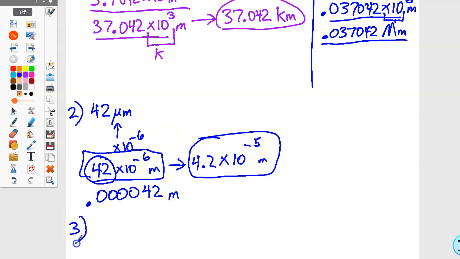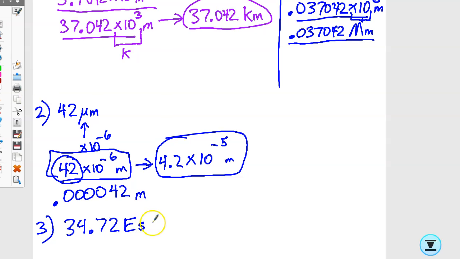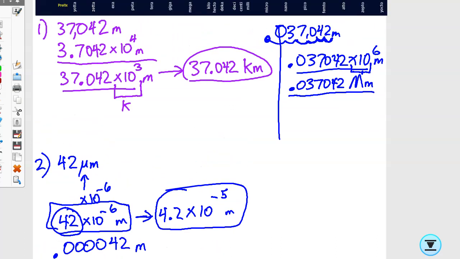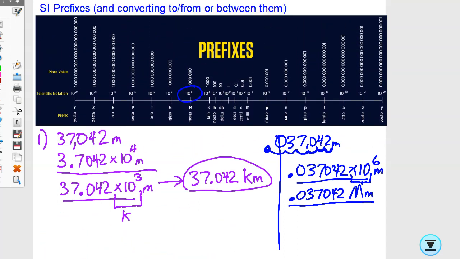All right. The third example is if you have a measurement using a prefix already, and you want to write it in a different prefix. So 34.72 exaseconds. And I want to write that in milliseconds. Well, I would go look at the chart, figure out what exa and milli are. Here's exa. It's 10 to the 18. Milli is 10 to the negative 3.